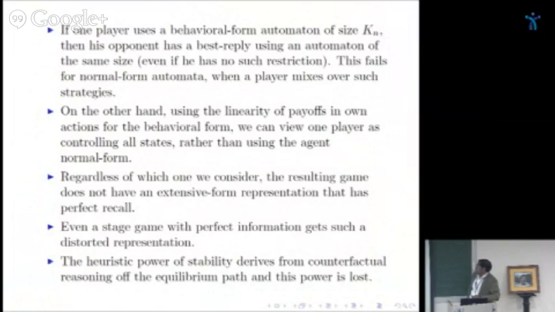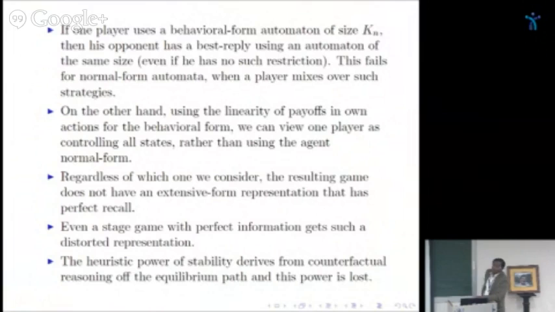The behavioral form is especially nice because if you know that your opponent is using a behavioral strategy of size kn, then you have a best response of size kn. Just use his states as your states for the automaton. It's not true when your opponent is mixing over pure automata. You can't do this. On the other hand, with the pure automata, you get linearity of payoffs, which you don't have for behavioral forms. So they all seem to have one advantage or the other.